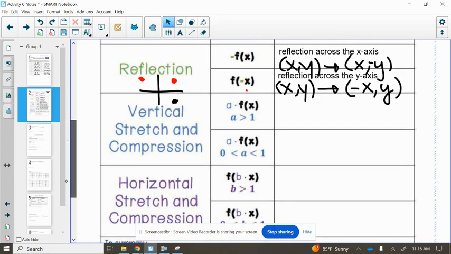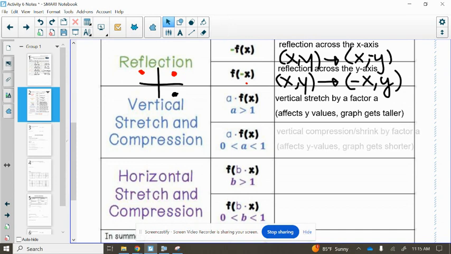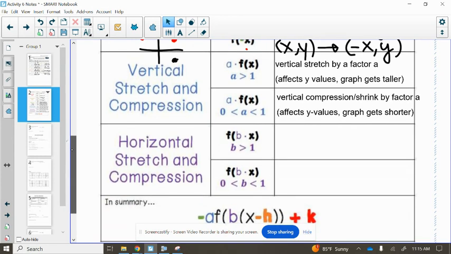We also have the idea of vertical stretches and compression. So this is going to happen when we have a figure on the outside and it's going to affect our y values. It's going to get taller, versus a value that is less than 1 that's going to compress or shrink our graph. It affects the y values as well, but it makes our graph shorter.